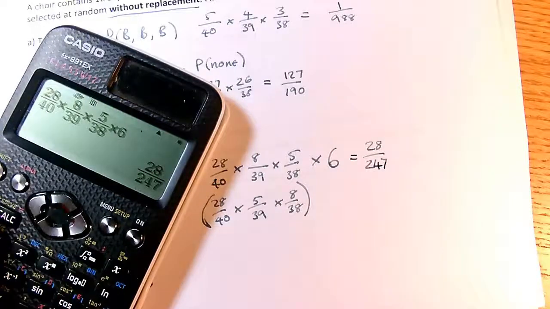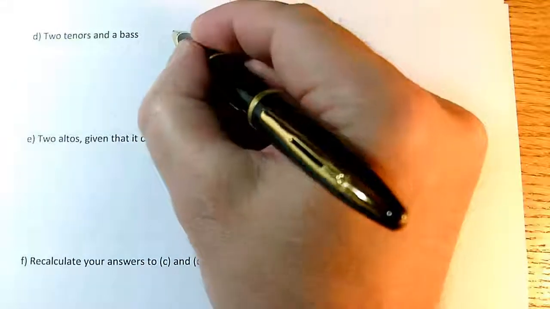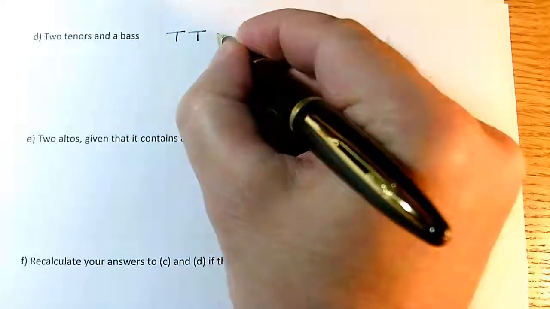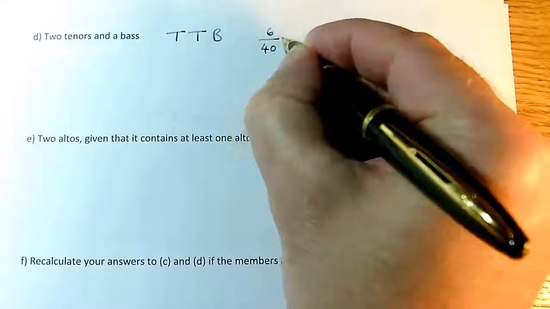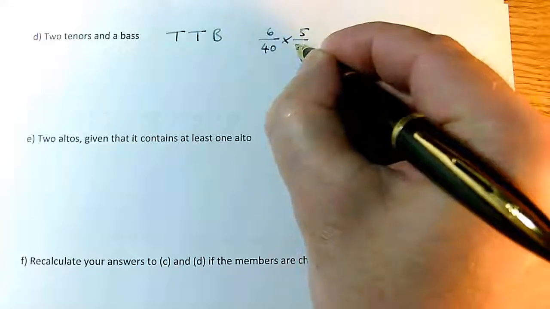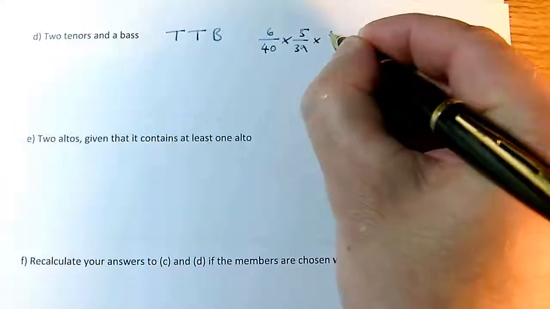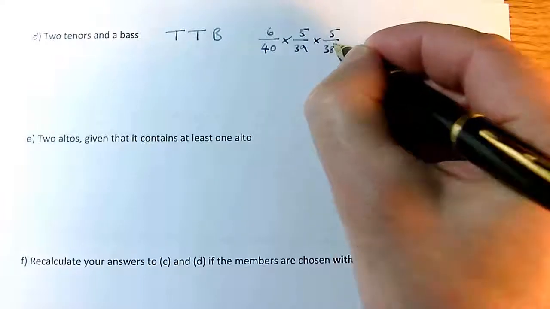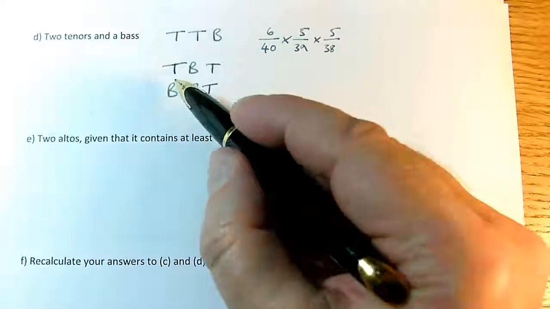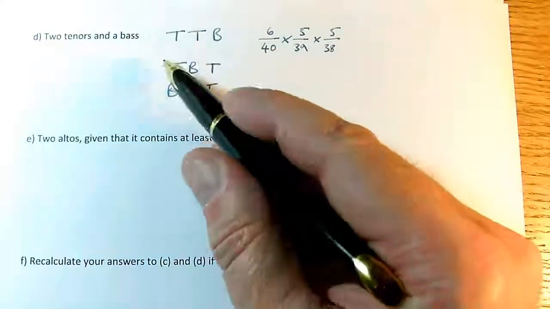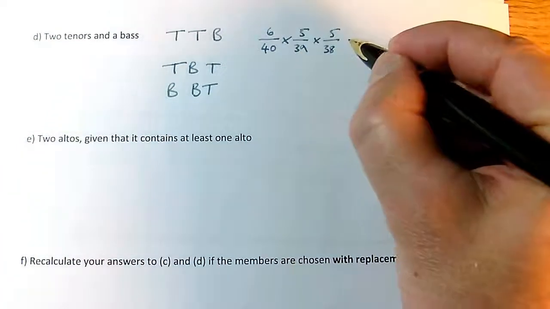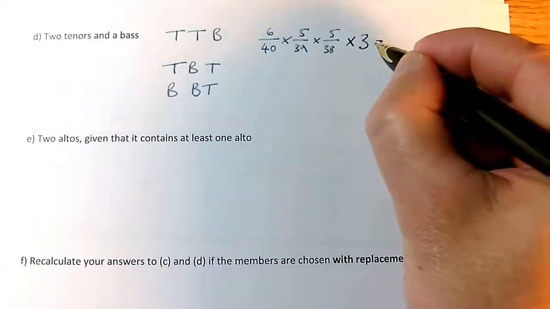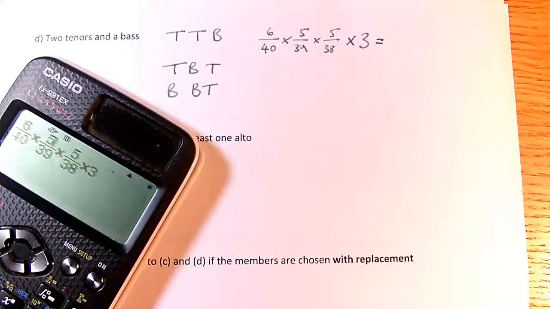So we're storming through this question. Now we've got to do 2 tenors and a bass. So one way that could happen is tenor, tenor, bass. How many tenors were there? 6. So 6 over 40 times, now there are only 5 tenors left for the second one, 5 over 39 times, and there are 5 basses, and there are 38 people left. So that's one possible order. But it could also be tenor, bass, tenor, or bass, tenor, tenor. Those are the only possible orders. If you work out the probabilities using fractions, they turn out to be equivalent to this one. So I just need to multiply this one up by 3 and enter that on my calculator. There we go, and the answer is 15 over 1976.